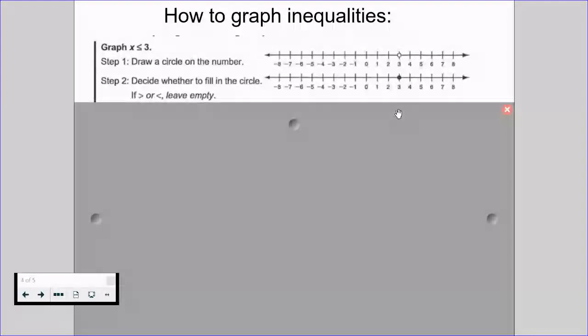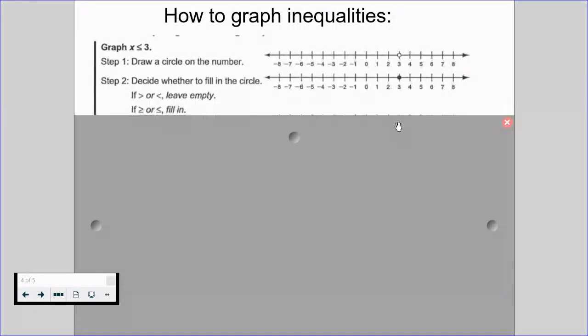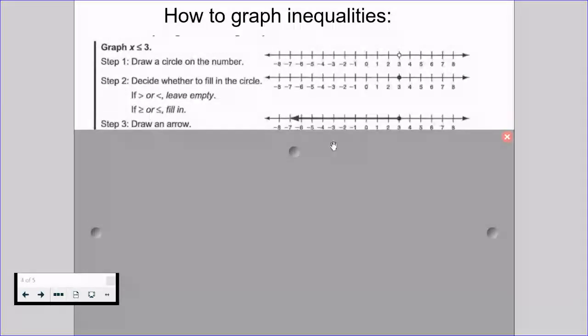The way that we do that is if it's greater or less than, we leave it empty because we cannot include the number in comparison for our answer. If it's greater than or equal to or less than or equal to, we're going to fill it in. In this case, we have a less than or equal to, so we're going to fill in that circle because 3 can be a solution.